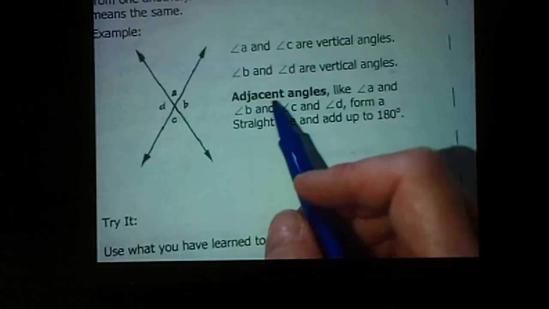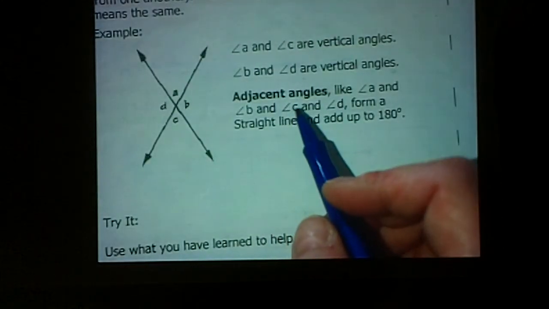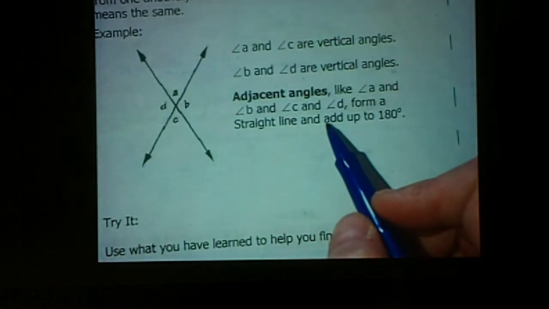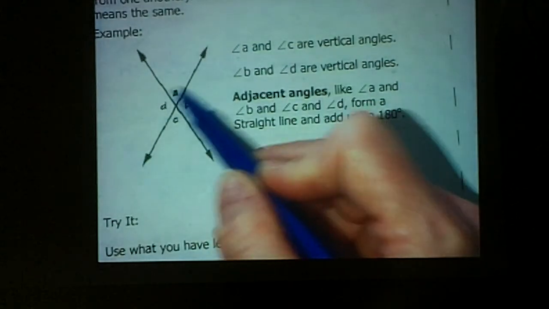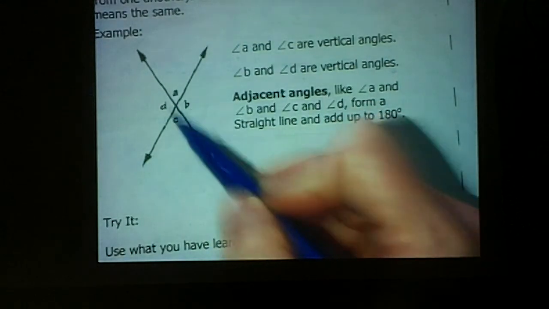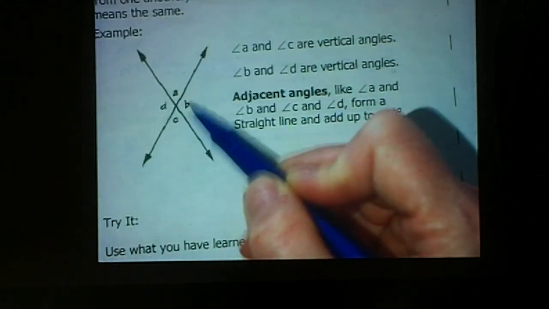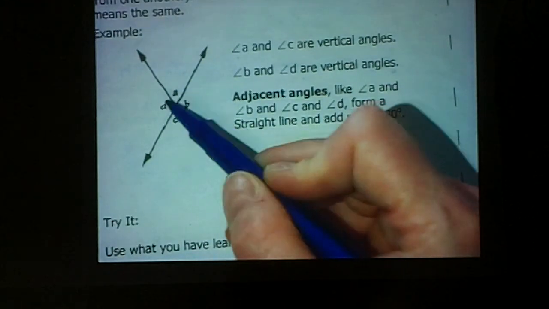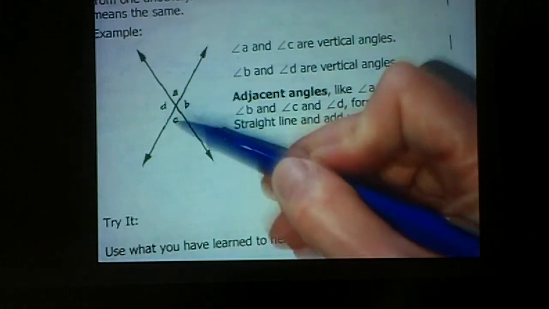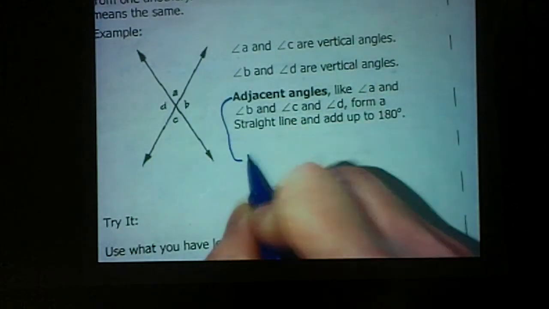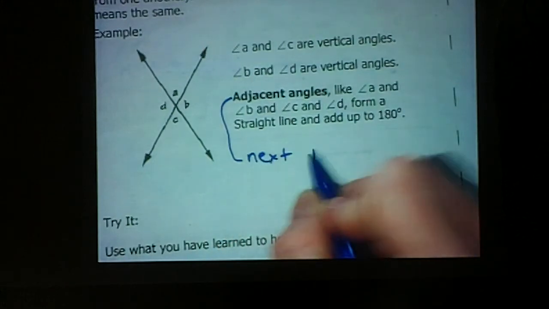There's also something called adjacent. You may have heard that in the past. It's coming back. Adjacent angles, they're just angles that are right next to one another. So A and B are adjacent because they're next door to one another. You could say C and D were adjacent, B and C are adjacent, and A and D. So vertical means across, adjacent means next to. Maybe you want to write the words next to. That'd be a good idea.